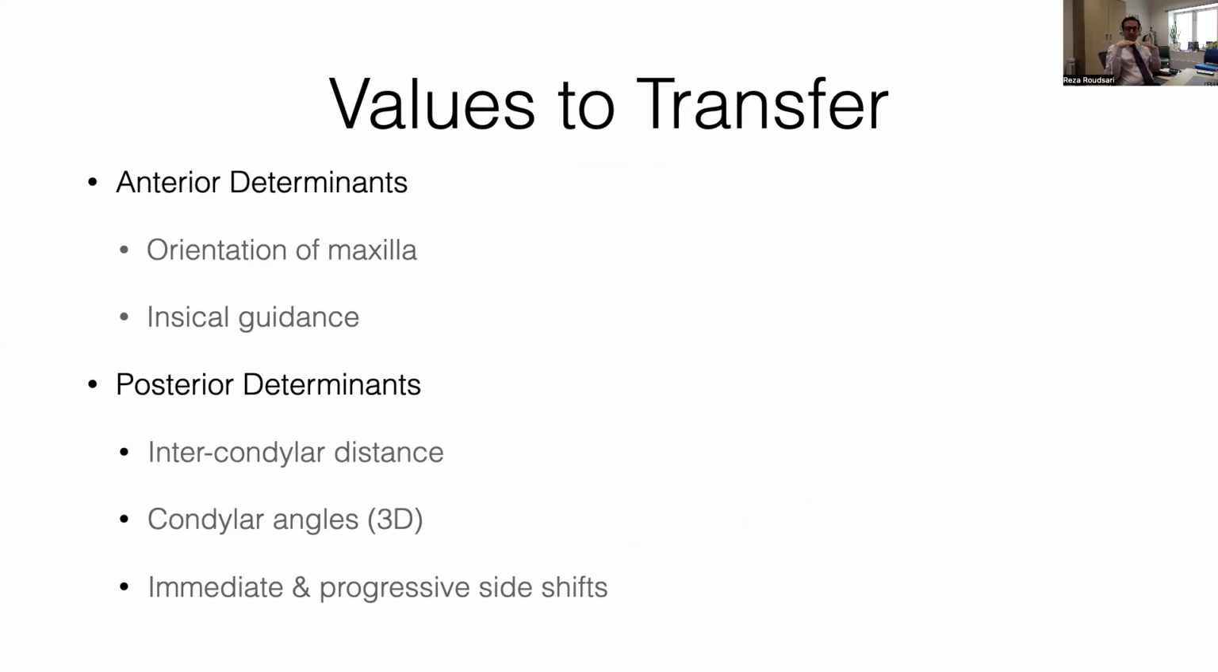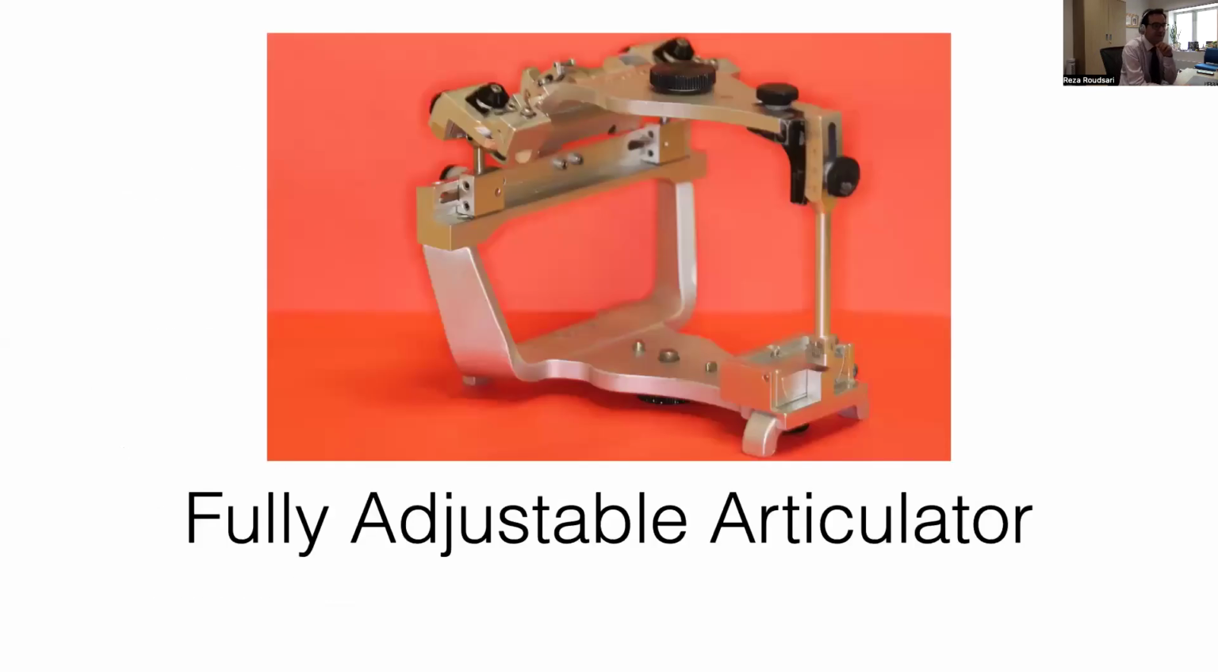So you need to transfer the orientation of the maxilla, you need to transfer your incisal guidance, and also your intercondylar distance, all your condylar angles in three dimensions, essentially, as well as the values for your immediate and progressive side shift. And you transfer all of these to your fully adjustable articulator.